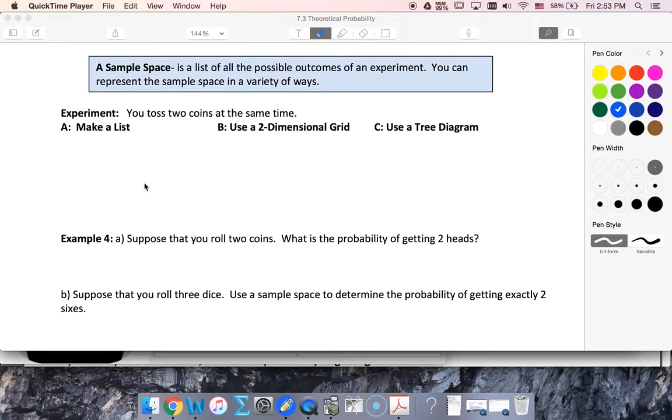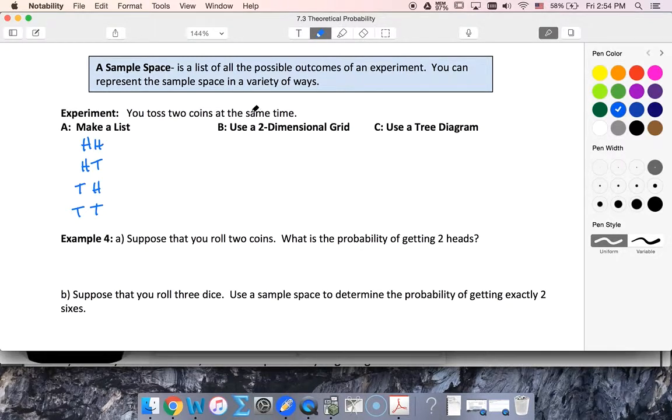So I have a number of different ways that I can think about possible outcomes for an experiment. I can simply list them all out. So if I toss 2 coins at the same time, I could get heads, heads, heads, tails, tails, heads, tails, tails. For each of these, in this case, they have an equal chance of happening, but that's not always going to be true. And we'll look at that as we get on later.